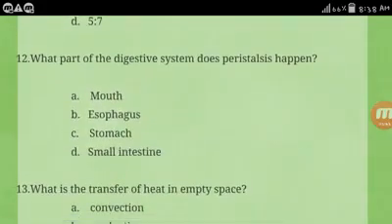What part of the digestive system does peristalsis happen? Peristalsis is the contraction of the muscles of our esophagus, and that will bring down the bolus. Bolus is the food that we chew, and when we swallow it, the whole ball of it is what you call bolus. And that is in the esophagus. Peristalsis happens in the esophagus, letter B.